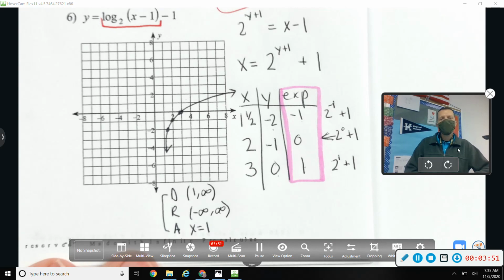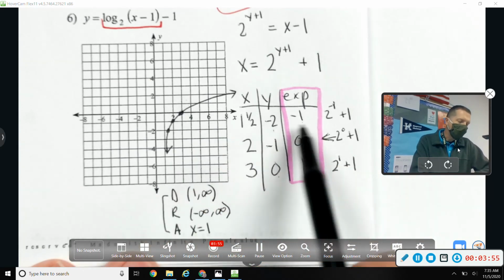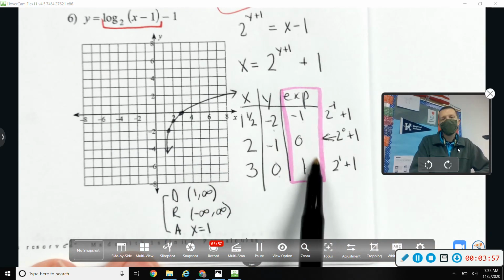So a lot of information, a lot of pieces goes into graphing logs, although the bulk of it we already know how to do because we know how to graph exponents.